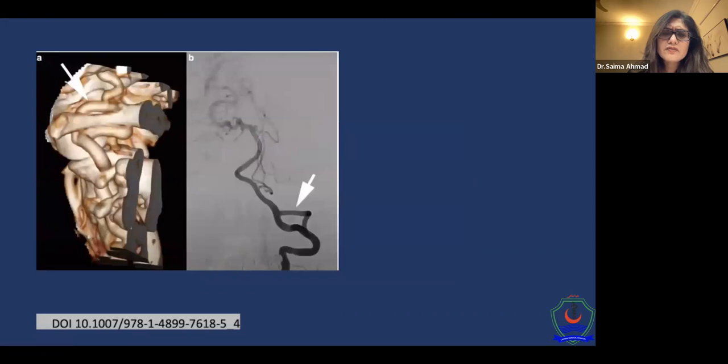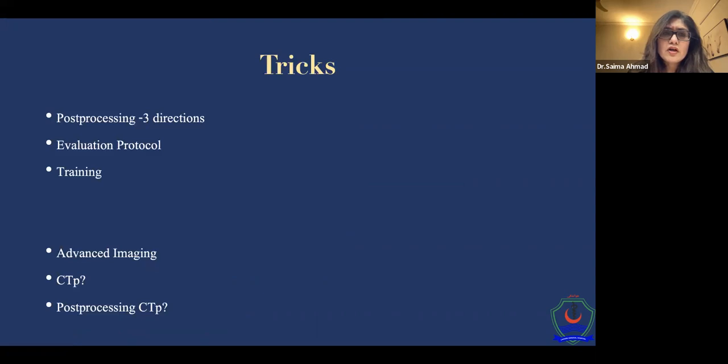This is another anomaly in which there is a duplication of the vertebral artery. It is very rare. So you should be able to pick up all these anomalies at the same time. So what are the tricks? The tricks in the interpretation are, in the post-processing, you should not look only at the axial images. You should always look at the coronal and the sagittal images also.